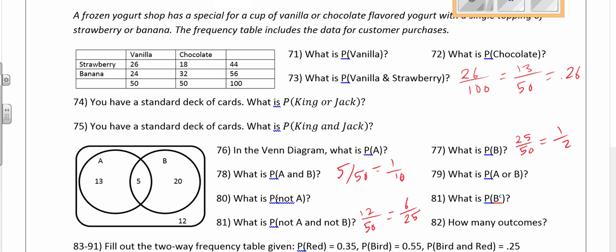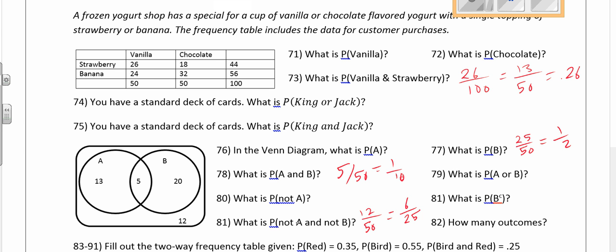Moving down to the Venn diagram, if someone asks me what's the probability of A and B, well, the only things I see in this Venn diagram that are in both the A and B circles for events are these 5 things. There's a total of 50 things if I add everything up. So 5 that are A and B divided by 50 total things, and I could reduce that to 1/10. Back to 77, what's the probability of B? Well, everything that's in the circle B is B, so 20 plus 5 is 25, divided by a total of 50 different outcomes, that reduces to 1/2.